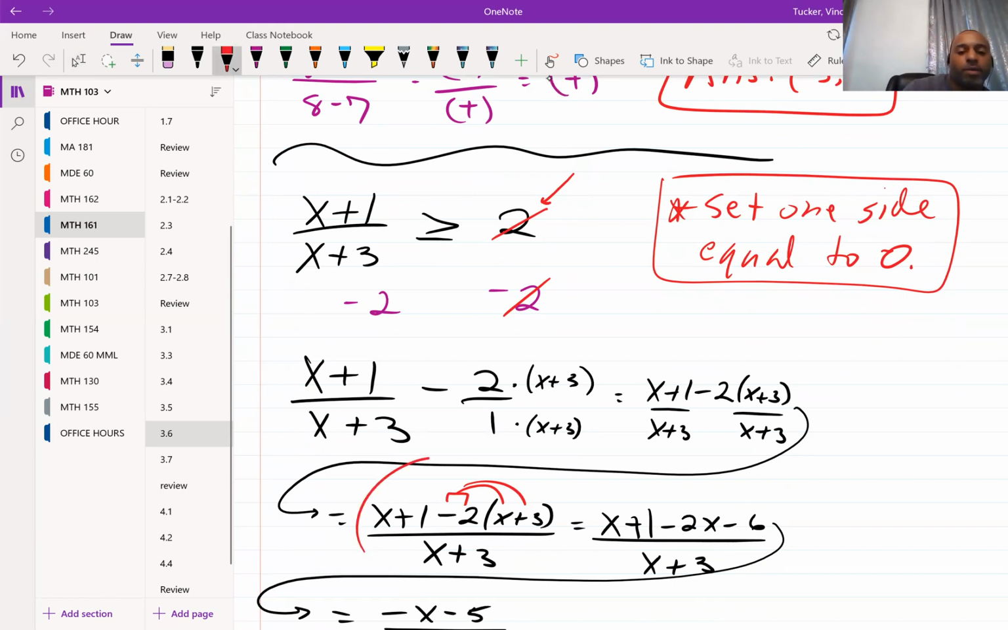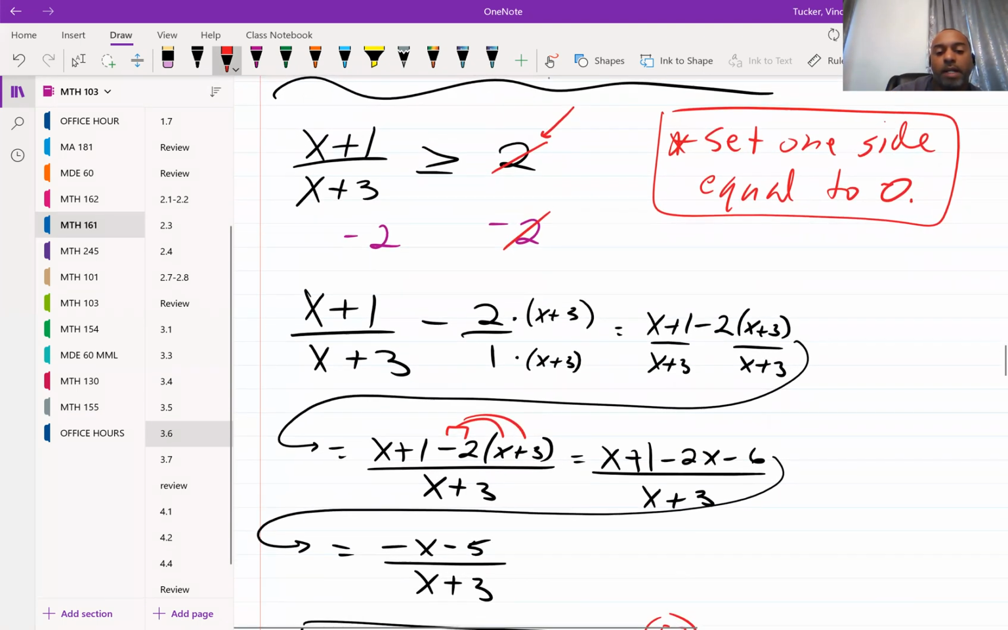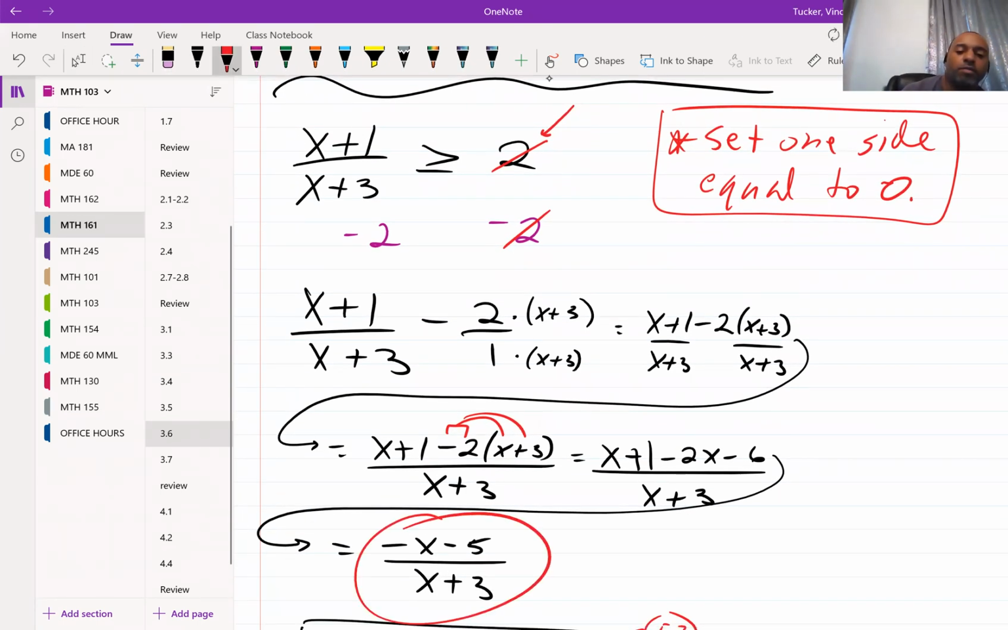I'll bring them together here without doing any distribution, because I want to make sure that we hold true to this minus sign right here. That minus sign needs to be distributed into that parentheses as well. So be careful with that. A lot of times people make a mistake and they only give that minus sign to the first term, but that minus sign has to be distributed into the numerator that follows. So distributing, that'll be x plus 1 minus 2x minus 6 in the numerator. Combine your like terms. This is the result.